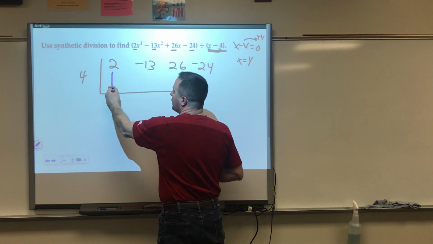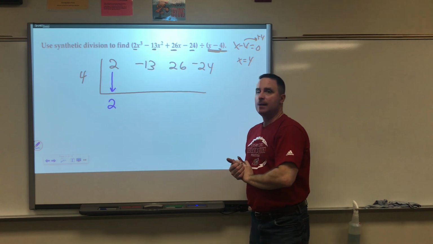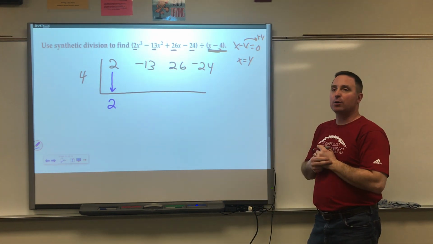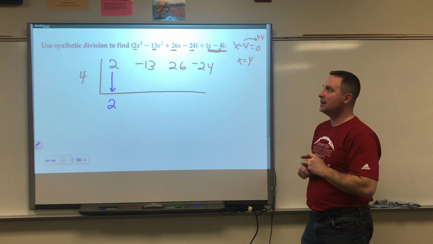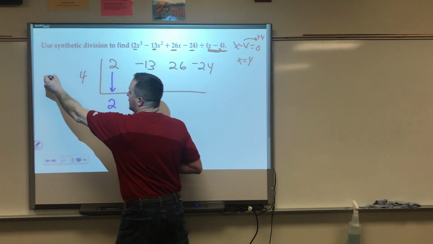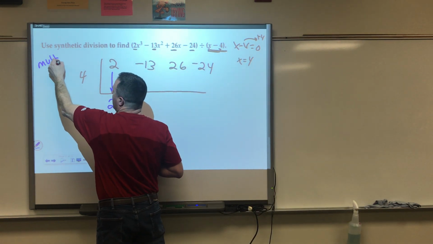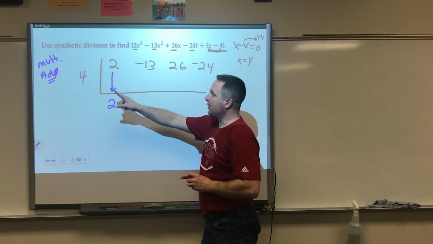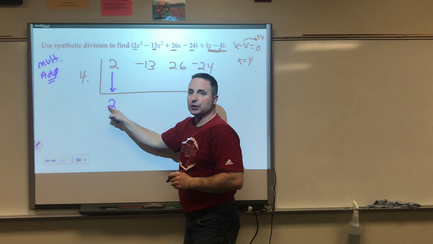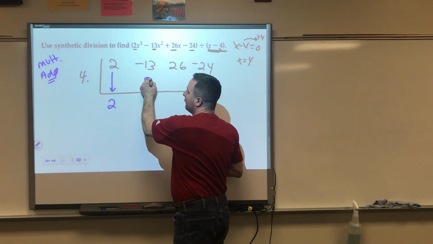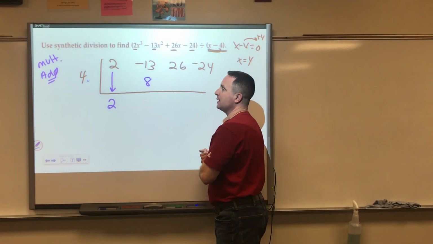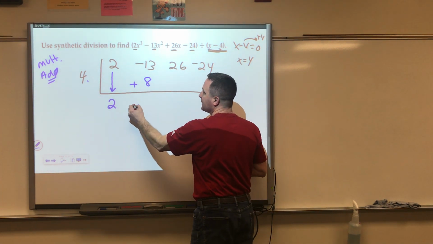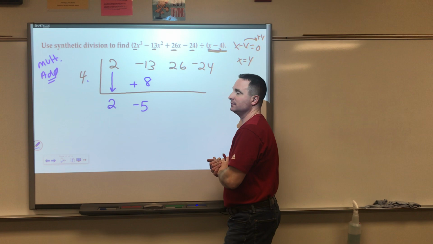Here's how this works. We drop down the 2 to our starting spot. If you remember, in long division the 2 keywords were multiply and subtract. With synthetic division, the 2 keywords are multiply and add. I do 4 times 2 is 8, and I write my 8 underneath the next number. Then I add: negative 13 plus 8 is negative 5.